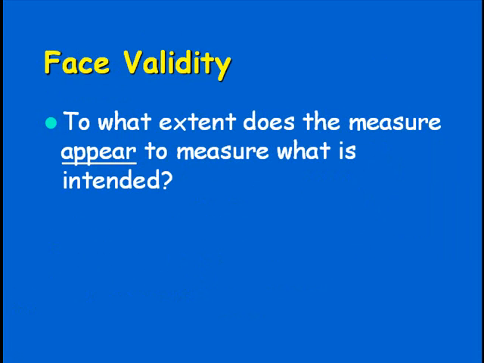Face validity. This is very easy to understand. Face validity just means to what extent does a measure appear to measure what it is intended. So it is basically, if you look at the items on a measure, if it's a depression scale, do those items, to what you know about depression, look like they measure depression? And if they do, then you have face validity.